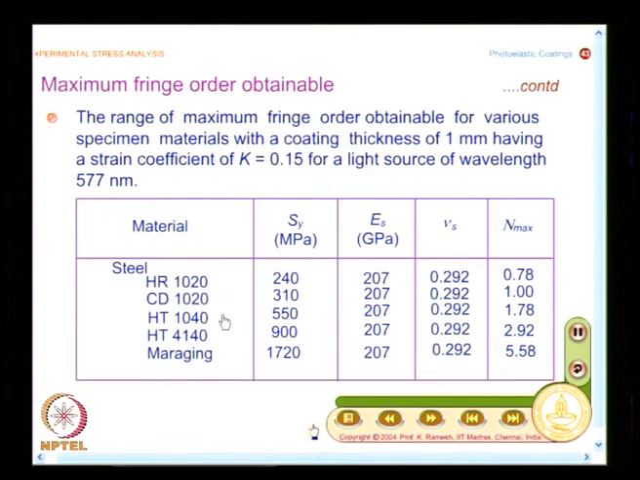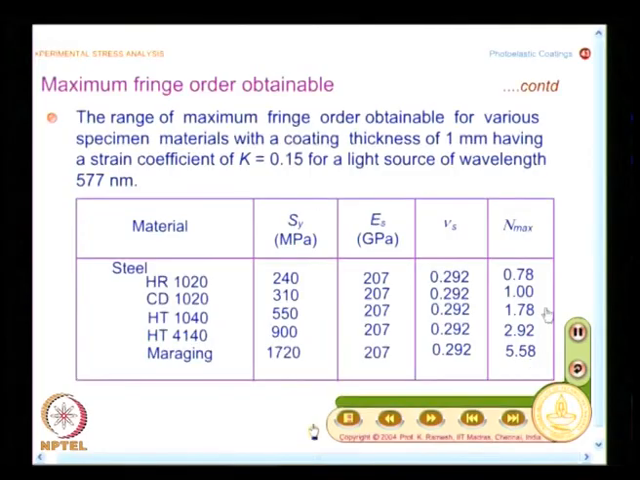And what you need to look at here is I have the yield stress tabulated here, and yield strength is increasing, and for a HR 1020 steel, the maximum fringe order obtainable is only 0.78, whereas on a maraging steel it is about 5.58. So, if I am working on high strength alloys, it will be very similar to what I see in the case of transmission photoelasticity. I will see rich colors, but a thumb rule is, if you see rich colors, you have very high values of stress. You should never forget that.